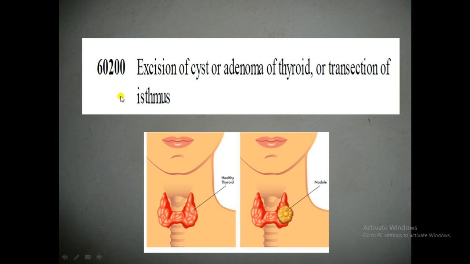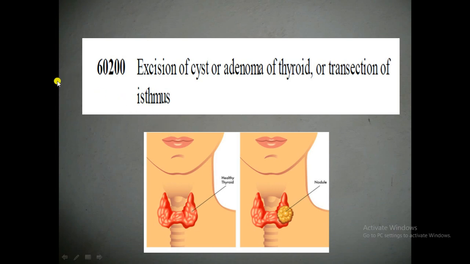What exactly the physician will perform in this procedure is, the provider will incise this particular region wherever the cyst or adenoma is. He will incise with the help of a scalpel, and then he will remove that particular cyst or adenoma from that location, and then the bleeding is controlled, and finally he will close with sutures. So in this way he will perform this procedure. Simply, the physician will excise, that is, remove the cyst or adenoma of that particular thyroid region.